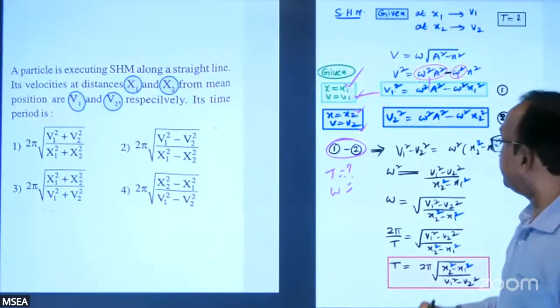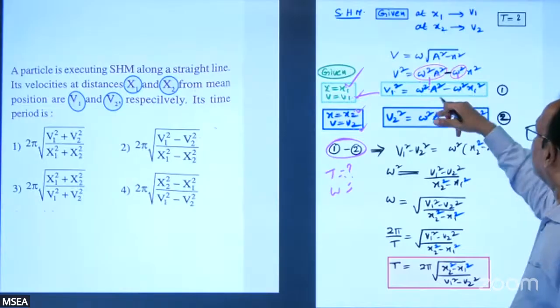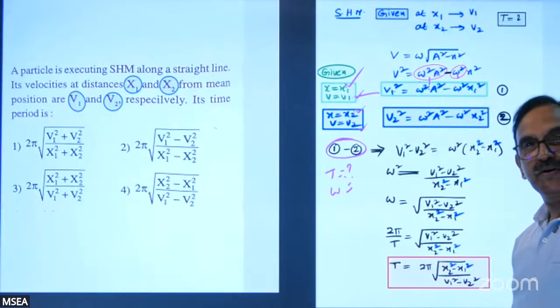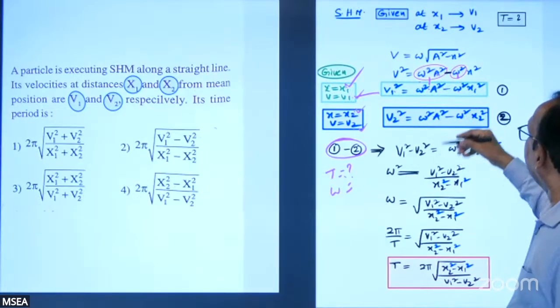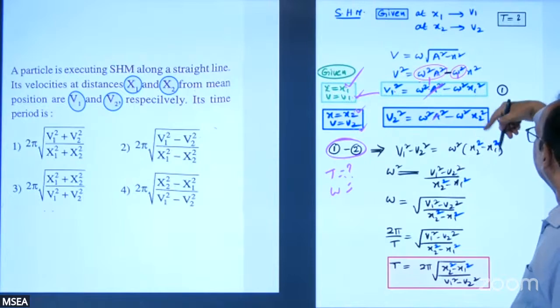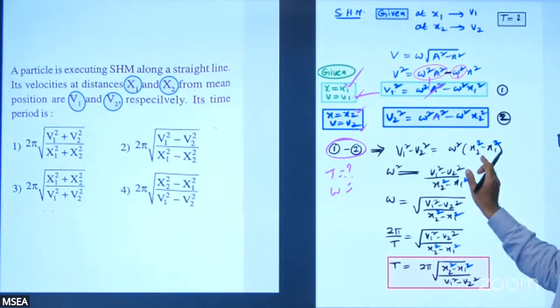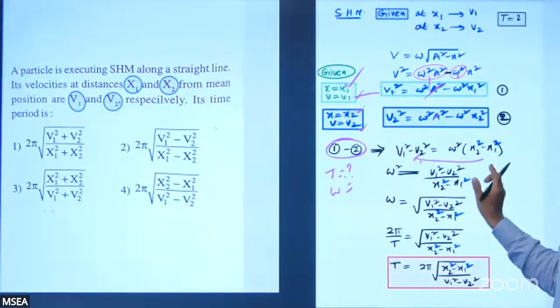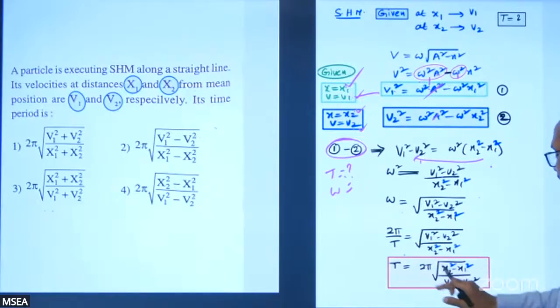How to eliminate amplitude? You just subtract these two equations. If you subtract them, the amplitude term gets cancelled. So v1 square minus v2 square gives omega square into x2 square minus x1 square. From that, you bring omega square here, and omega square comes to be this much. From that you can calculate omega. Omega is 2 pi by T, and from that you can calculate the time period.